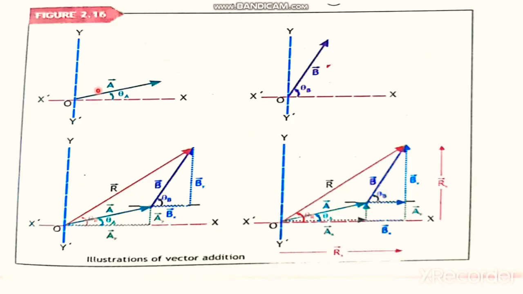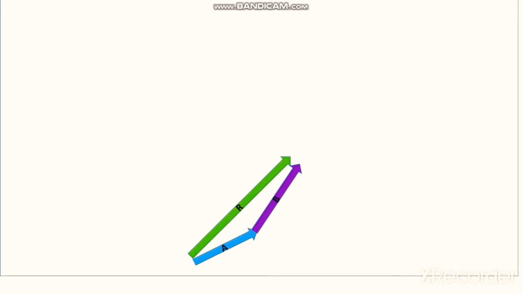Consider two vectors. As you can see, the vector A making an angle theta A along x-axis and vector B making an angle theta B with x-axis. We are supposed to add these two vectors, and the method used to add vectors is head to tail rule, as you know. So by head to tail rule, this is vector A. The vector B will be added like this. The tail of vector B coincides with the head of vector A, and the resultant is obtained by joining the tail of vector A to the head of vector B.